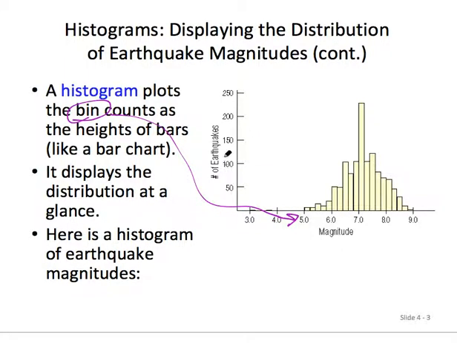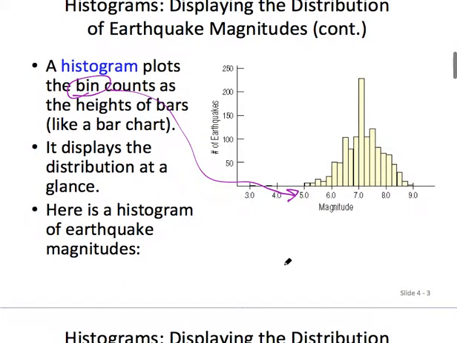On the left are the number of earthquakes, and notice that there's a label explaining the y-axis here and the x-axis, and this is really the title, although it should be written right above it. It's going to display the distribution at a glance, and here's the histogram of the earthquake magnitudes. Over how long a period, it doesn't tell us, but that's all we have.